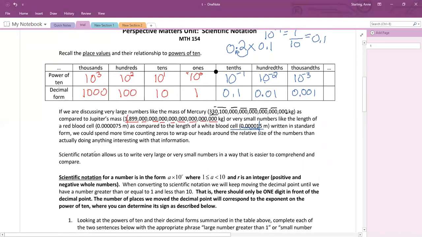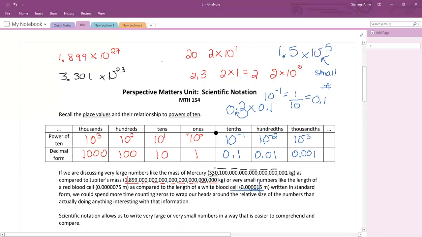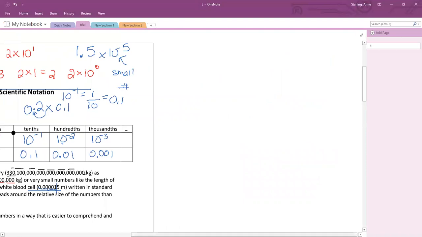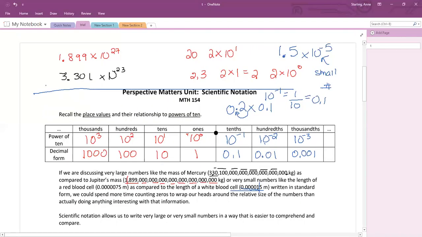Okay, so on that idea, scientific notation lets us write really small or really large numbers in an easy to understand way and compare. So very quickly, a white blood cell is much smaller than Mercury, than Jupiter, and we can order these on a number line. The smaller the number, the smaller the item is, and so forth.